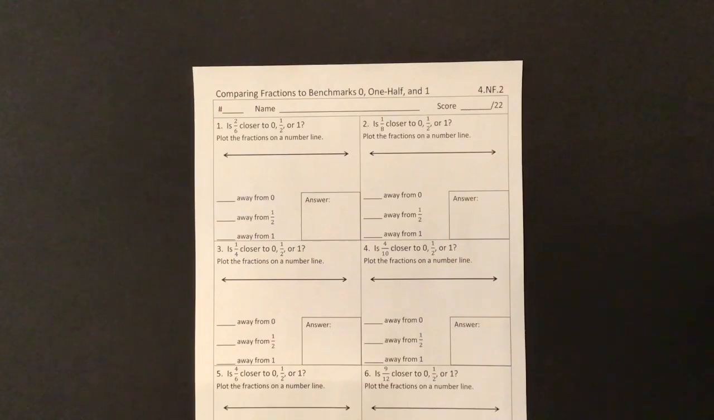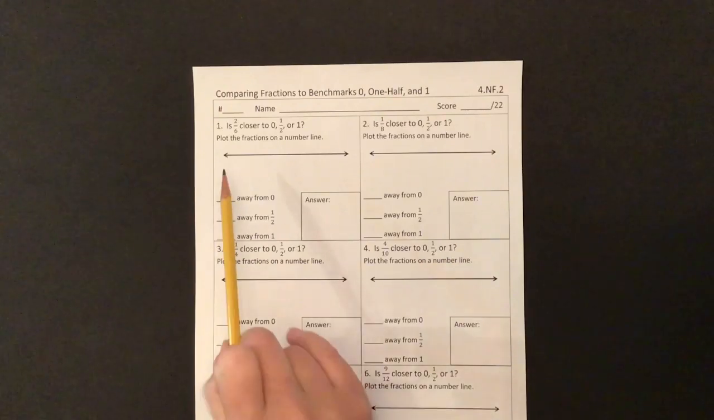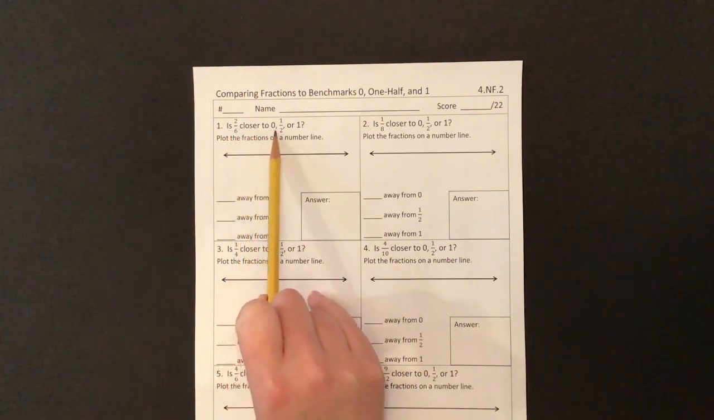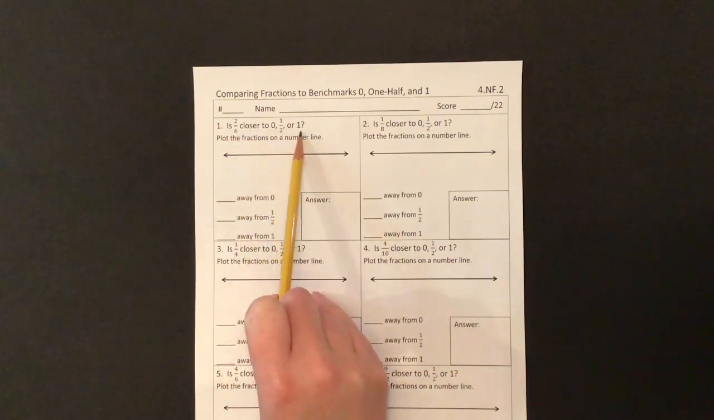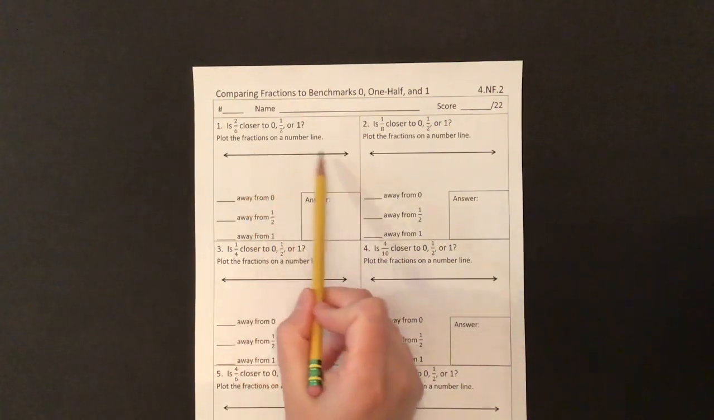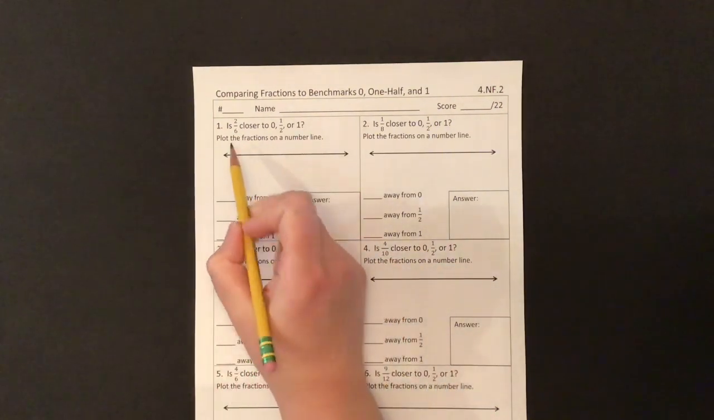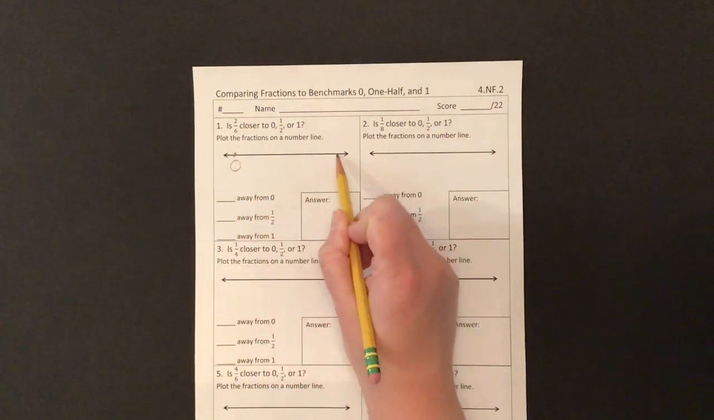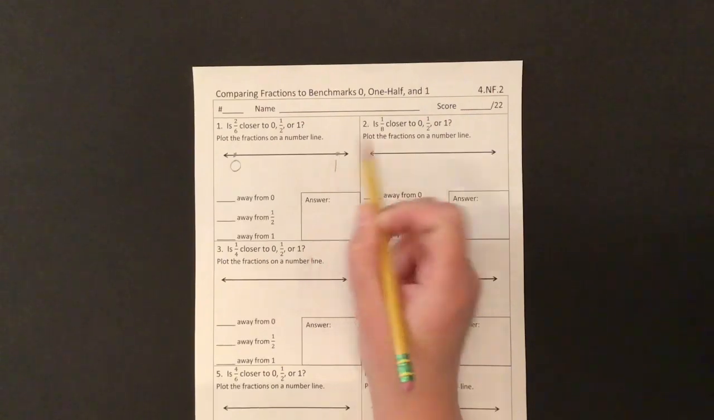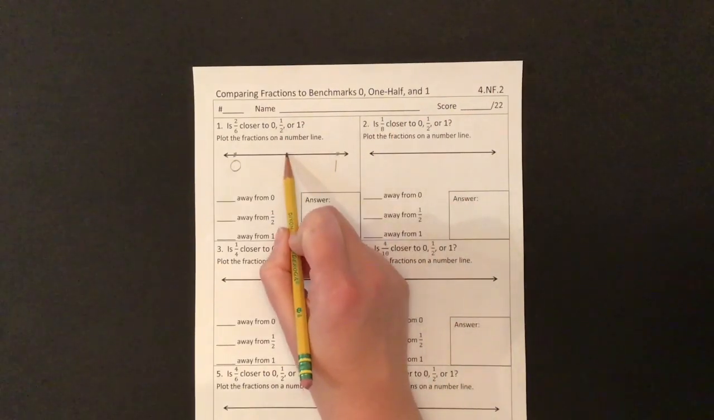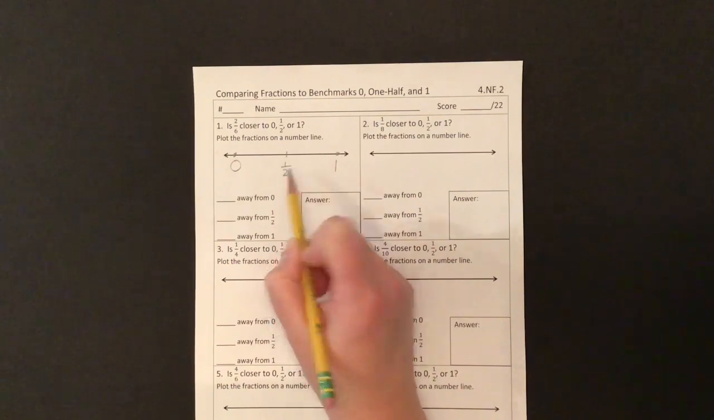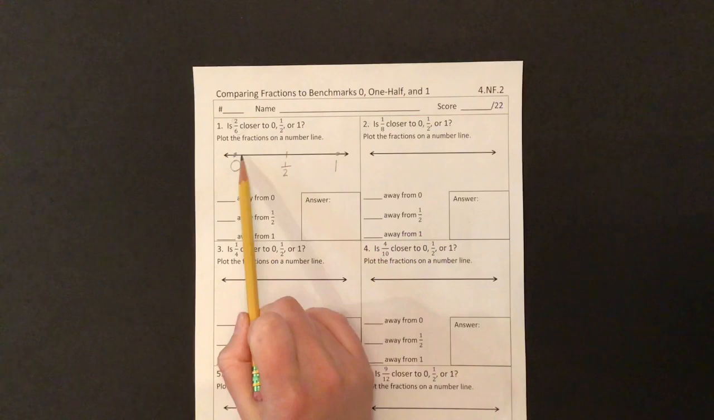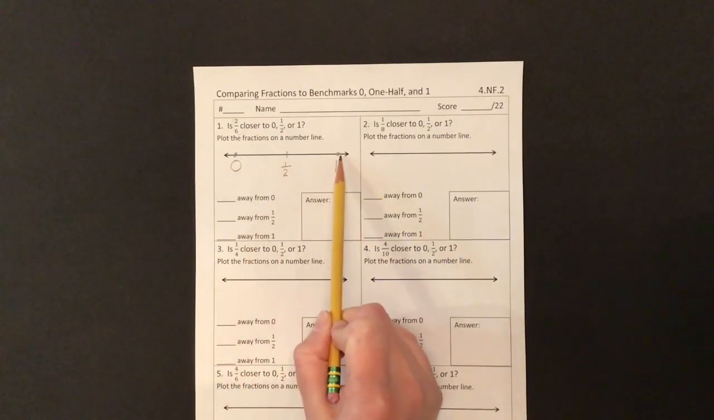Let's get started. Number 1 asks, is 2/6 closer to 0, 1/2, or a whole? So I'm going to use the number line to help me decide my answer. We'll go ahead and start with 0 and put a whole. And then I'll put 1/2 right in the middle. And then I'm ready to put 6ths. I know that that whole needs to be split up into 6 pieces.